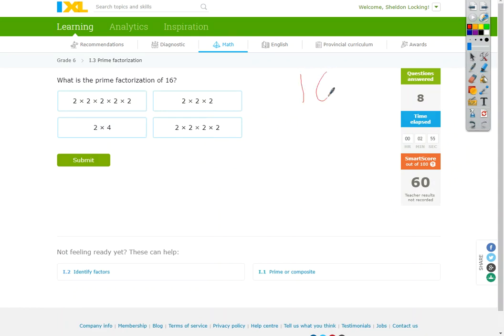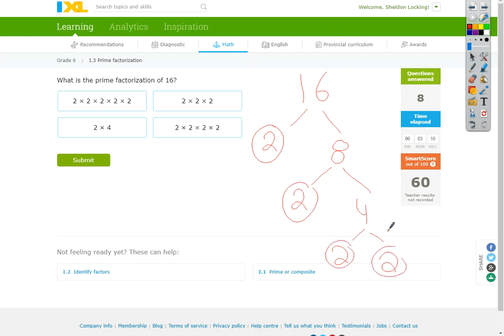All right. 16. Here's an interesting one. Okay, 16. So, 2 times 8 is 16. Okay, 2 is prime. 2 times 4 is 8. 2 is prime. 2 times 2 is 4. So 2 times 2 times 2 times 2. Not 2 times 2 times 2 times 2 times 2. Not 2 times 2 times 2. Not 2 times 4, but 2 times 2 times 2 times 2. There's 4 of them. Good. Interesting one.